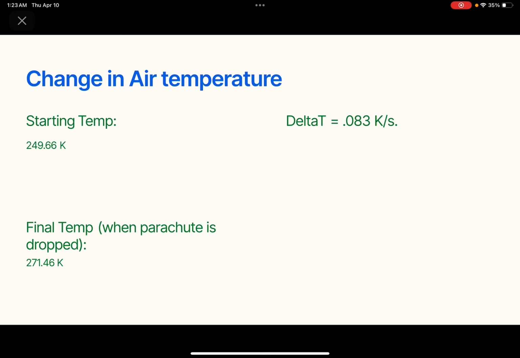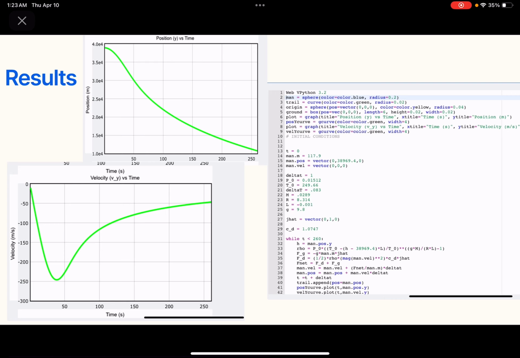271.46 kelvins. And so here's the results, and here's my code on GlowScript, where I basically took the formulas from before and just made it so they updated it and graphed it. You can see that his Y position is actually over 10,000 meters when he actually dropped his parachute at like 2,000 meters. And then his greatest velocity is just under 250 meters per second, which is very different from the actual results. So that's interesting.